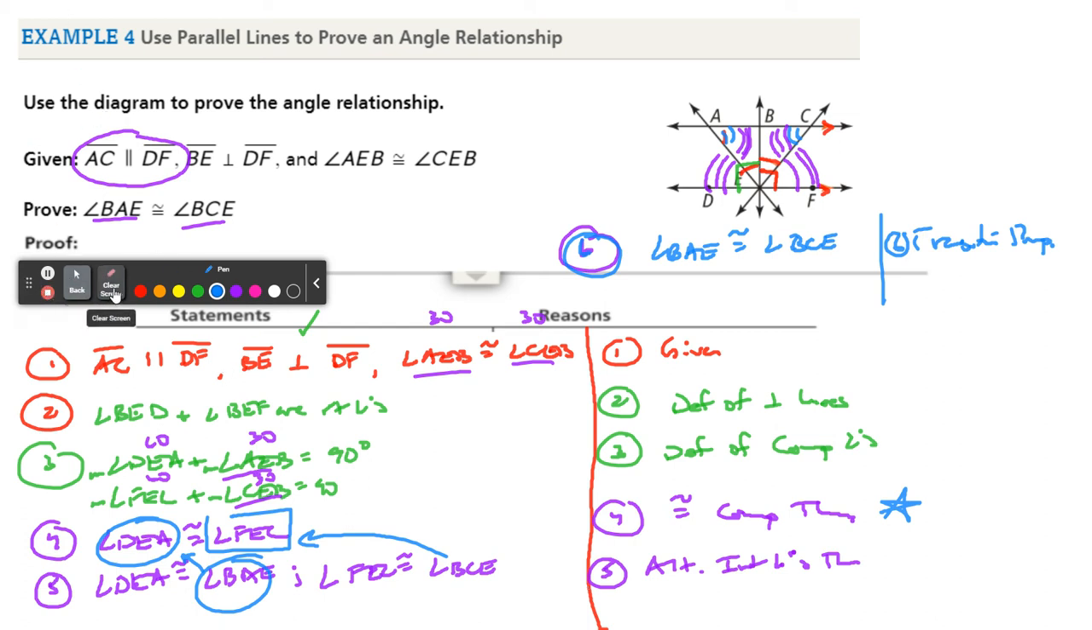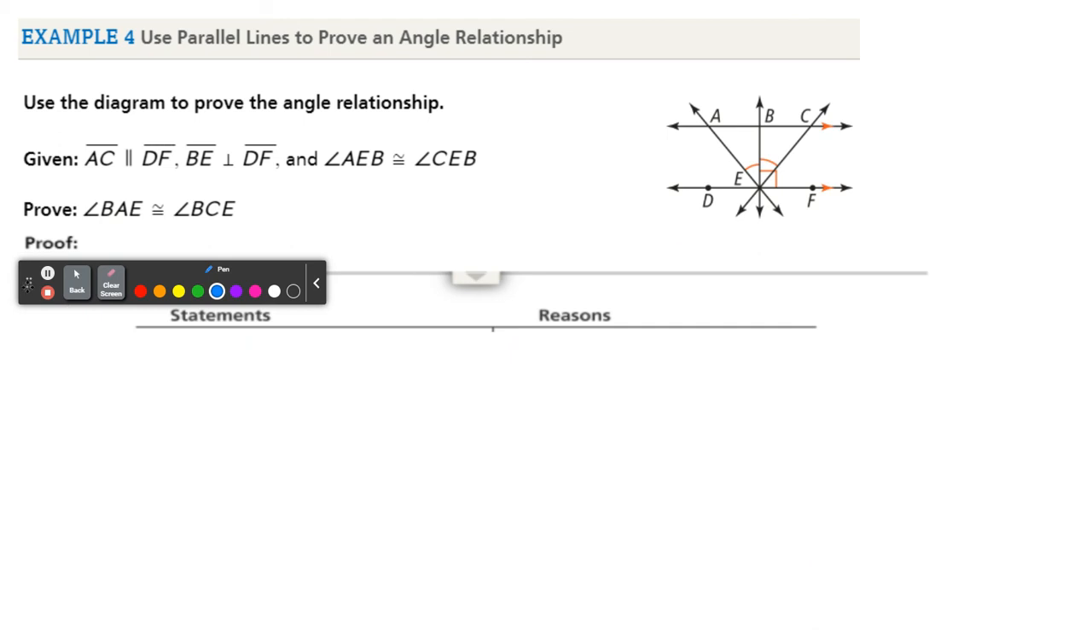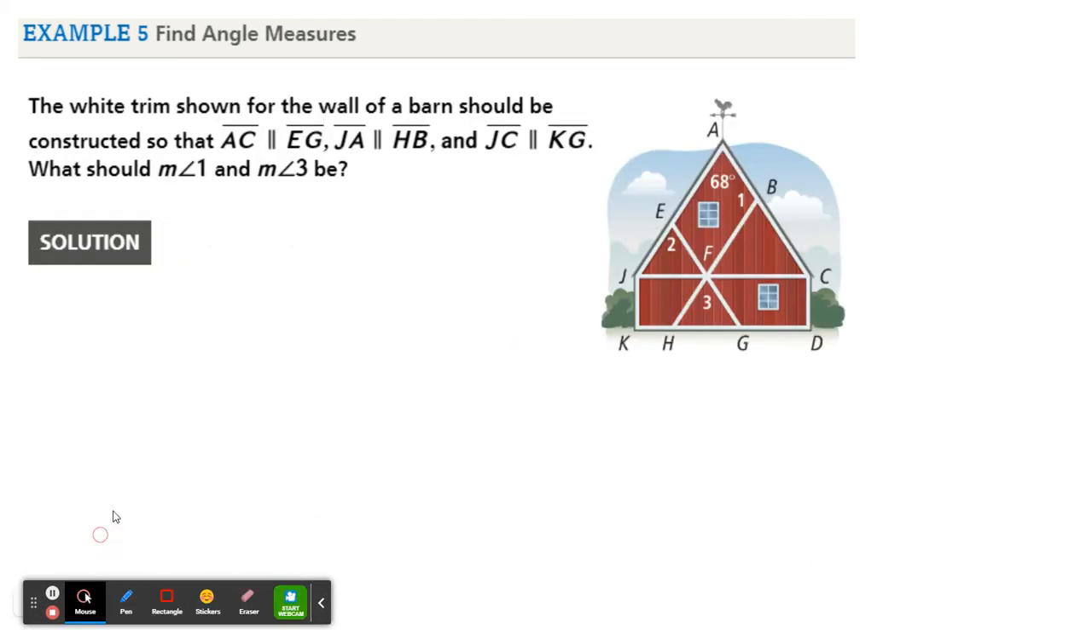Okay, last but not least. Find angle measures. The white trim shown for the wall of a barn should be constructed so that AC is parallel to EG, JA is parallel to HB, and JC is parallel to KG. What should measures of angle 1 and 3 be? So notice here that they do give you one angle measure, and that angle measure is angle A, right? They give that to you, 68 degrees. So we need to use that angle measure to find 1 and 3.